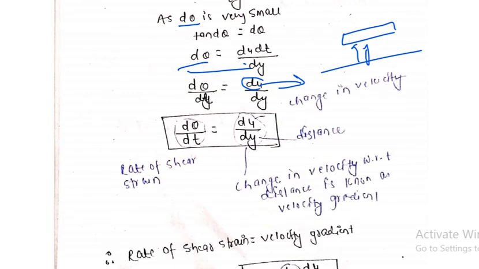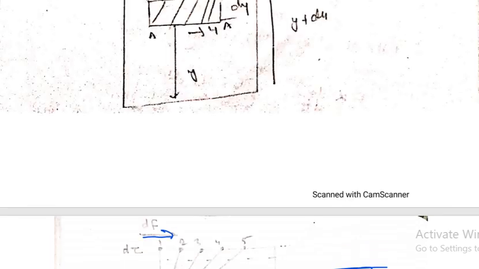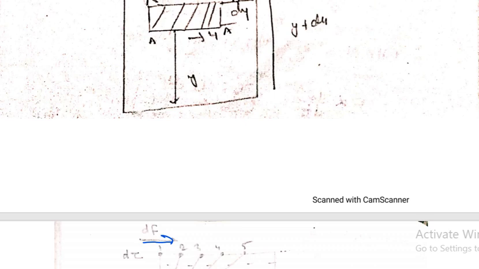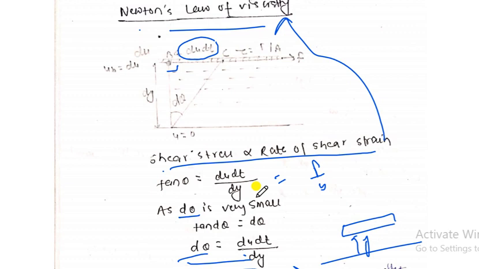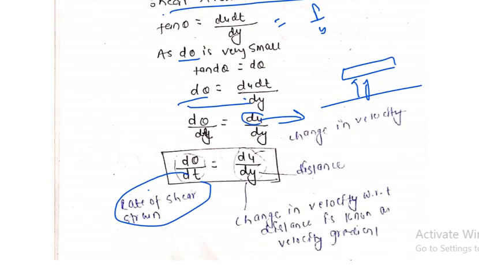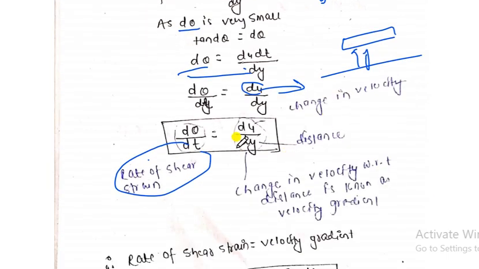At the same time, d theta by dt is nothing but the rate of shear strain, which represents the theta, right? In the above figure, as you can see here, my dear friends, d theta by dt represents the rate of change of shear strain. So the rate of shear strain is equal to du by dy, and we can say that the rate of shear strain is equal to the velocity gradient. This whole term is known as the velocity gradient. So velocity gradient is nothing but the change in velocity with respect to distance. This one is the change in velocity with respect to distance. With respect to this distance, the velocity is changing.